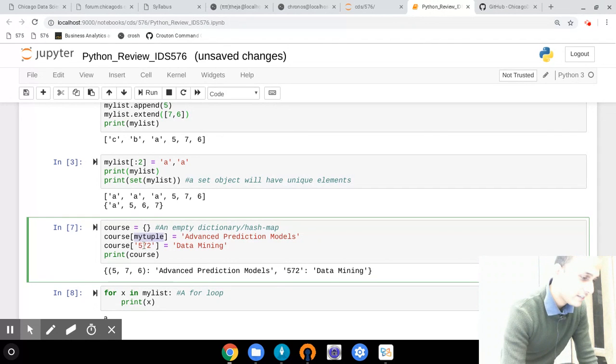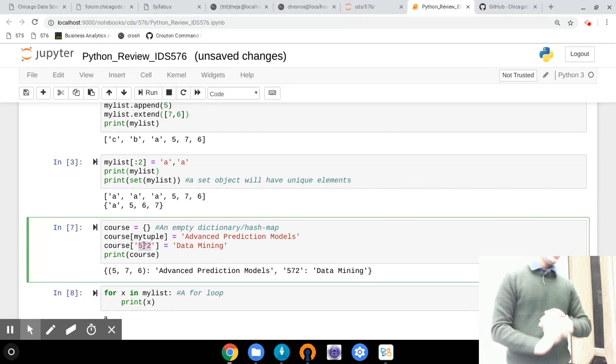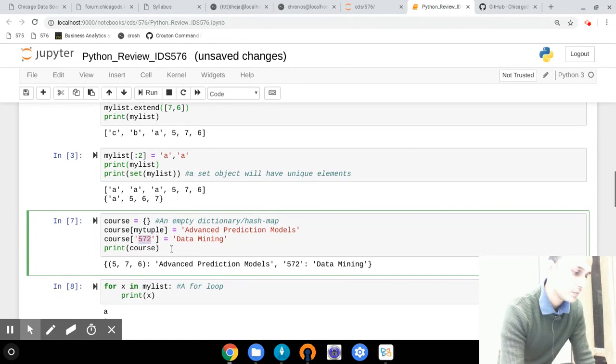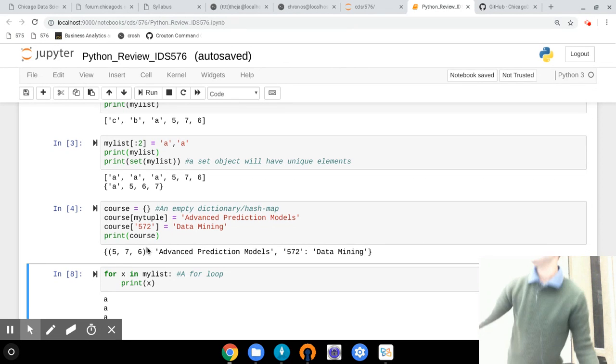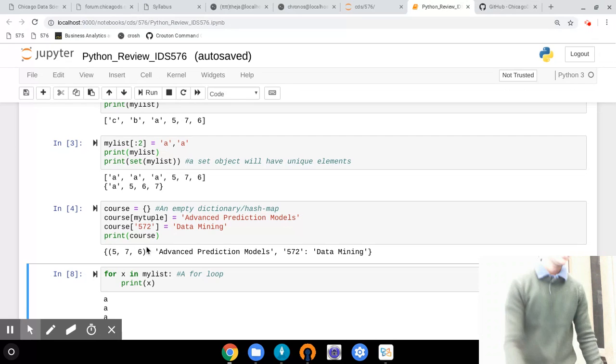You can also have other things. You can have numbers as keys. You can have strings as keys. So keys can be, not everything, it's just simple data types. Okay, and so these are the 2 keys. My tuple, which is 5, 7, and 6, and the second key is the string 5, 7, and 2. So if I run this with shift and enter, you can see that the key is the tuple for the first one and the string for the second one. Okay, this is going to be useful.